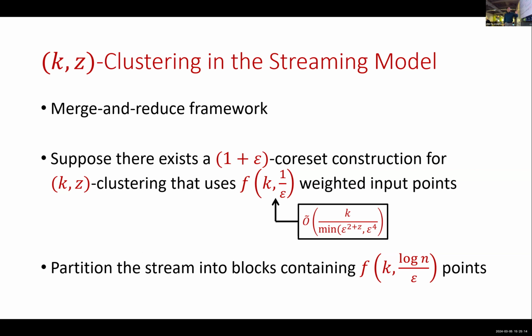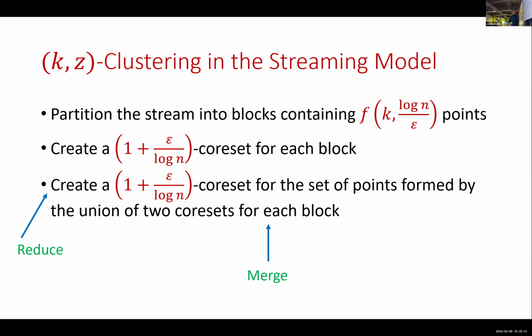Well, if we want an epsilon approximation at the end, what we're going to do is first choose a more aggressive approximation parameter. So instead of saying we want 1 plus epsilon accuracy, now we want 1 plus epsilon over log n. Then we'll partition the stream into a certain number of blocks. We'll create a core set for each block, and then we'll create core sets for each set of core sets.